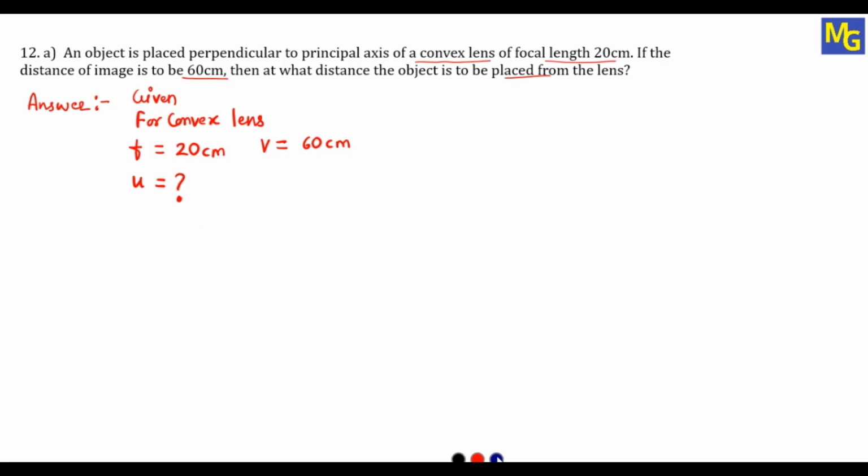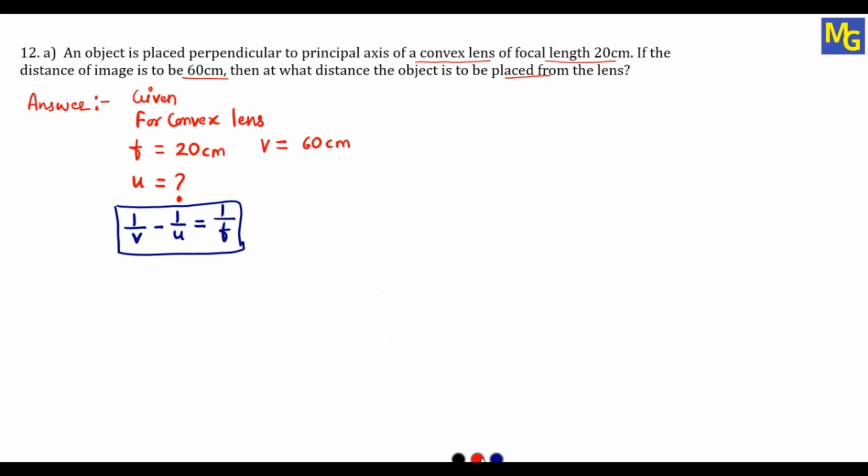Now we will write the formula. For the formula I am using a different color. So our lens formula is 1 by V minus 1 by U is equal to 1 by F. This formula we are going to use. So this is our formula. Write down the formula properly. Now we know the formula, we will substitute the values.